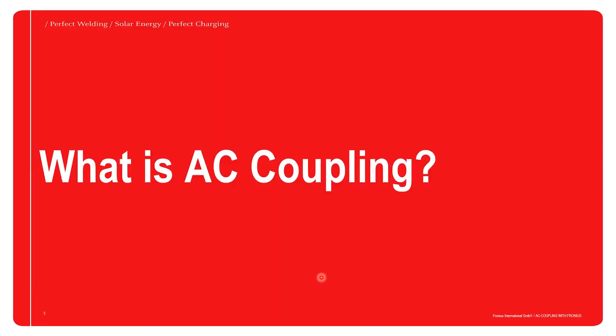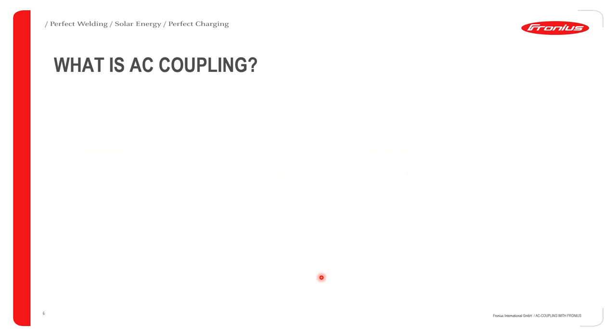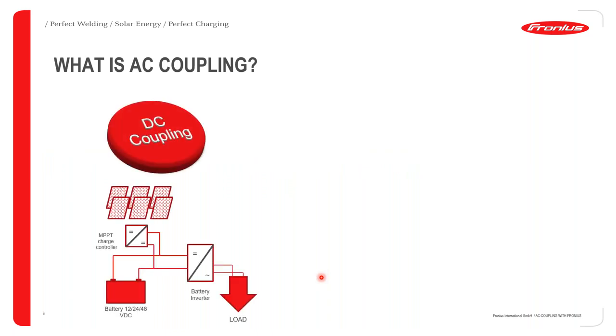So let's now begin with answering the question, what is AC coupling? For most installers who aren't too used to AC coupling, I would start with a brief about what DC coupling is, because for regions where the grid isn't stable, you tend to find lots of DC coupled systems when it comes to alternative energy. This basically entails your PV generator or your module connected to a charge controller, which is tied to a battery and then connected to a battery inverter, and then this is connected to a load.